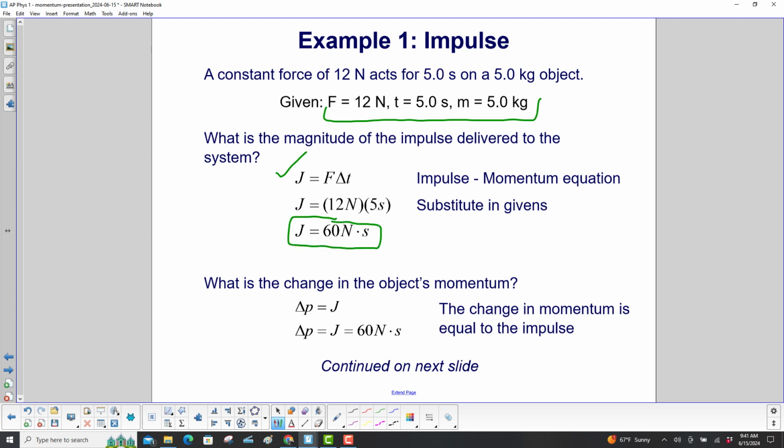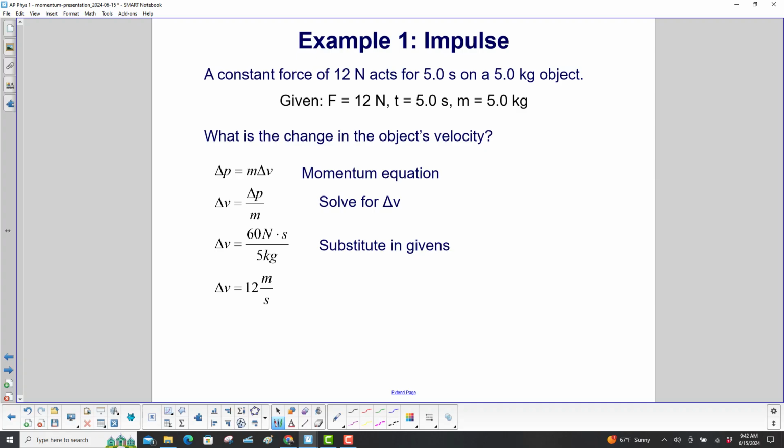What is the change in the object's momentum? Well, the change in the object's momentum is just equal to the impulse, so that also is 60 newton seconds. What is the change in the object's velocity? So here's our momentum equation. Change in momentum is equal to m delta v. We want to find delta v, so we divide both sides by the mass, substitute in our givens, and we get 12 meters per second is the change in velocity.